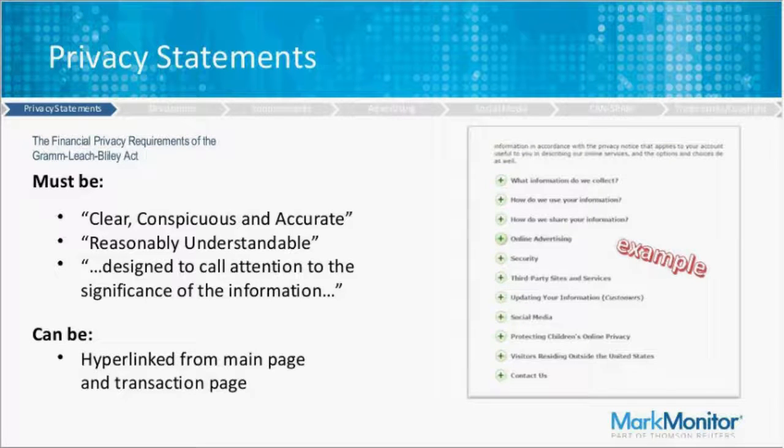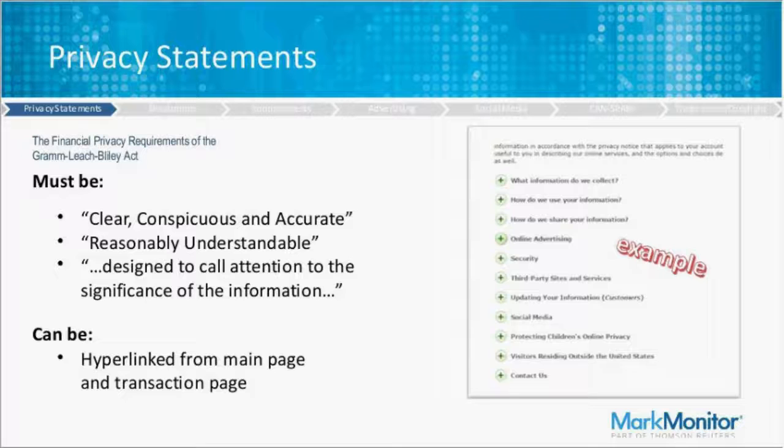So the first one is privacy statements. So you see these all the time, right? You see these when you go onto websites, and there's a reason for that, because data breaches have been happening, and privacy is a hot topic right now. It's a big thing. And so, the government, with its Gramm-Leach-Bliley Act, has put out some guidelines on what a privacy statement should look like. It needs to be clear, conspicuous, and accurate. It needs to be reasonably understandable. And it needs to be designed to call attention to the significance of the information.